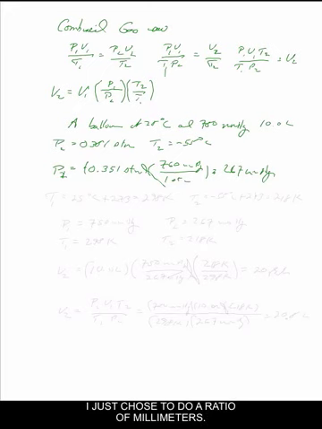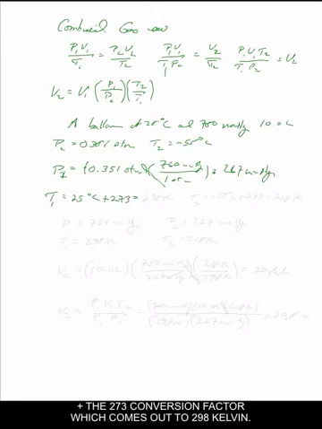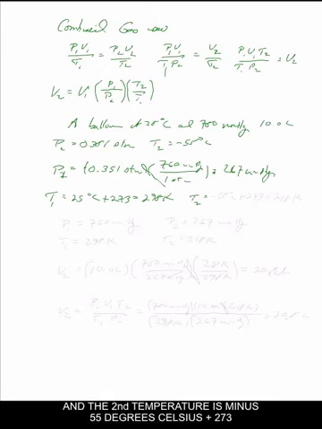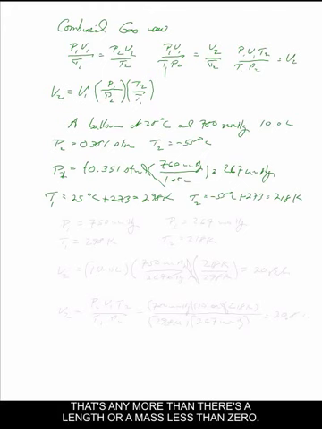millimeters. The other question is temperature. There's no options on temperature. Both temperatures must be expressed as Kelvin. So my first temperature is 25 degrees Celsius plus the 273 conversion factor, which comes out to 298 Kelvin. And the second temperature is minus 55 degrees Celsius plus 273, which comes out to 218 Kelvin. Remember, there is no absolute temperature less than zero. That's any more than there's a length or a mass less than zero.